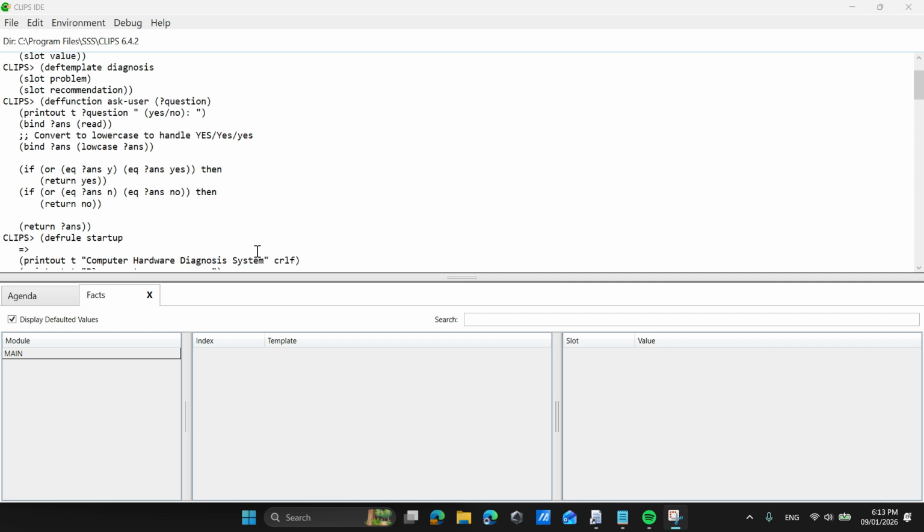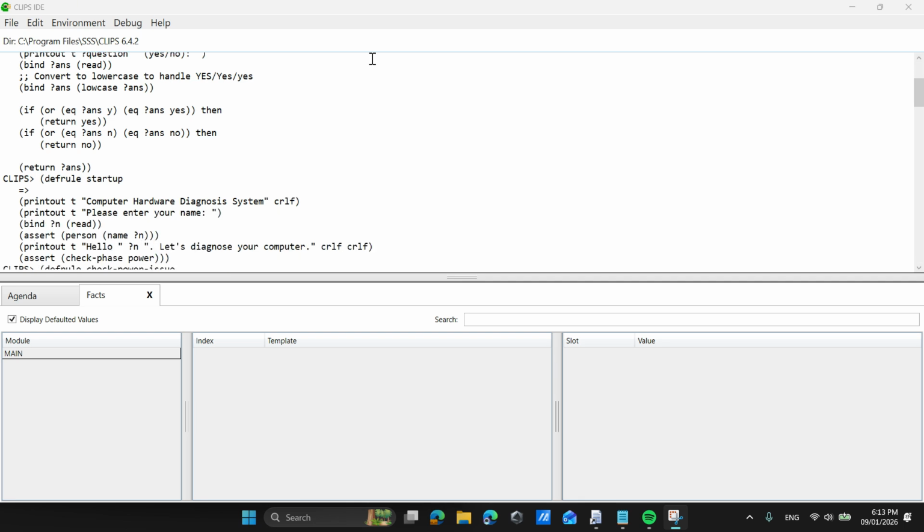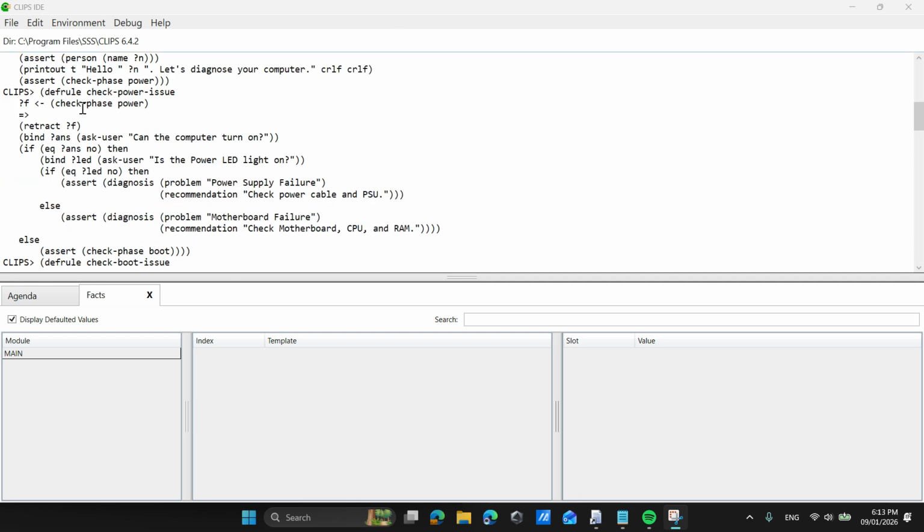Next, each diagnosis step is implemented using if-then rules. For example, in the check power issue rule, if the computer cannot turn on and the power LED is off, the system infers a power supply fault and asserts a diagnosis with a recommendation.